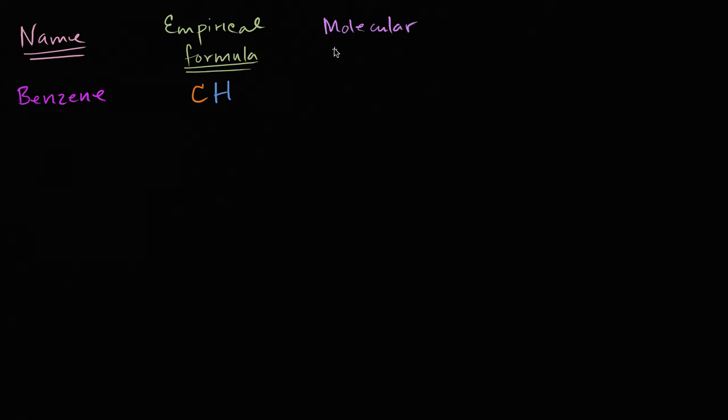Molecular formula. And the molecular formula for benzene, which gives us more information than the empirical formula, tells us that each benzene molecule has 6 carbons and 6 hydrogens. Now the ratio is still 1 to 1. You get that right over here. It's very easy to go from a molecular formula to an empirical formula. You essentially are losing information. You're just saying the ratio. It's a ratio of 6 to 6, which is the same thing as 1 to 1.